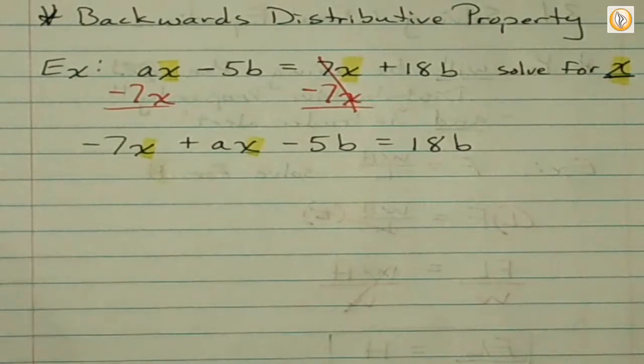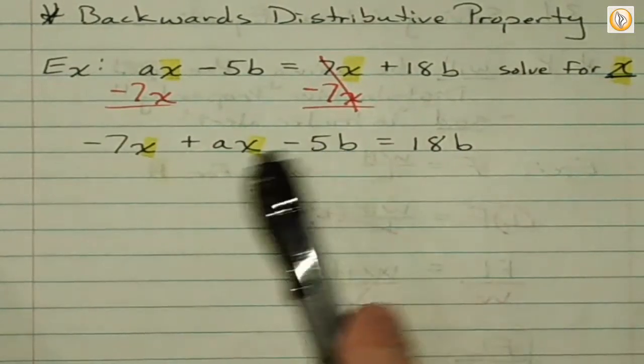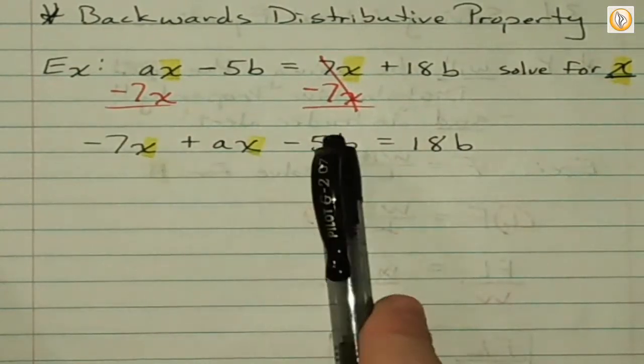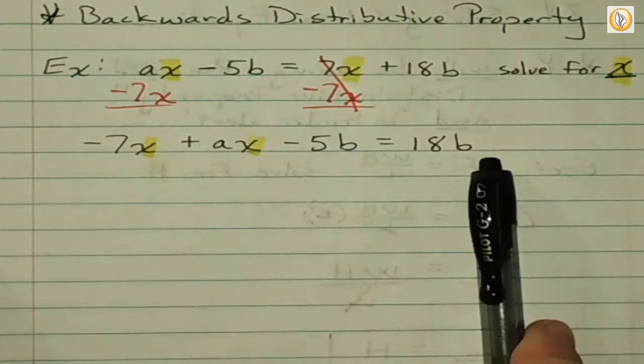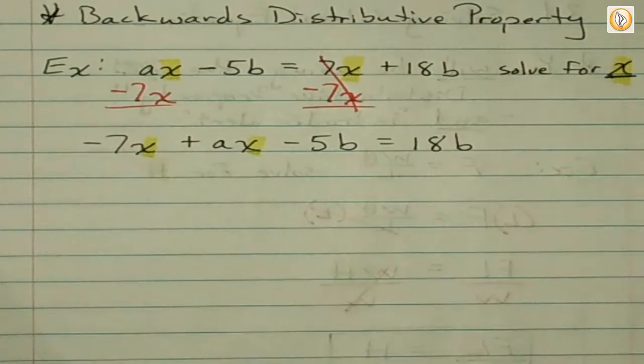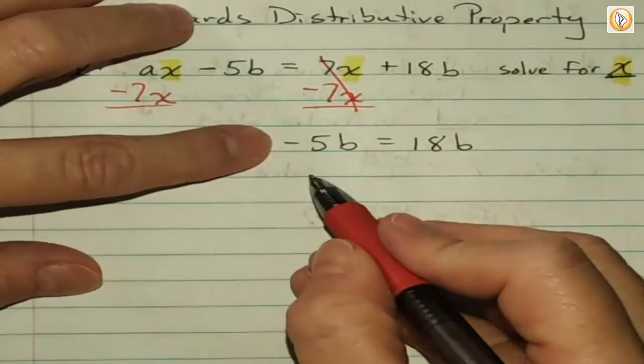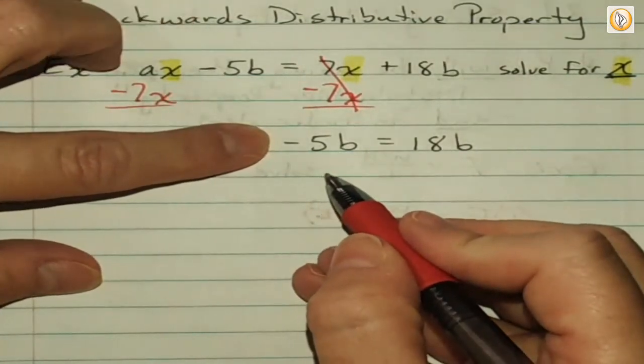Okay. Now, since we have our X's over here, this has nothing to do with X, so let's get rid of it. So, Emily, how do I get rid of the negative 5B? Subtract it.